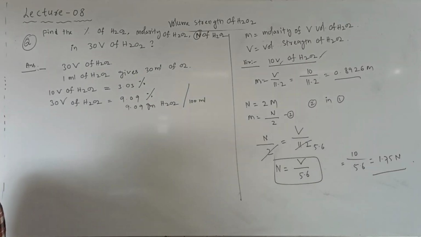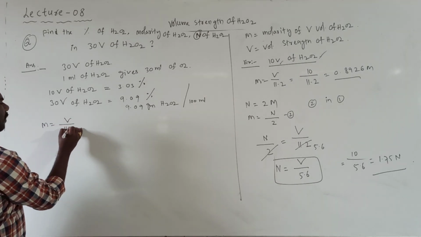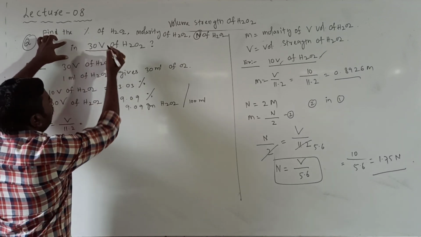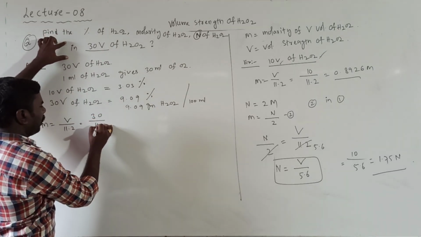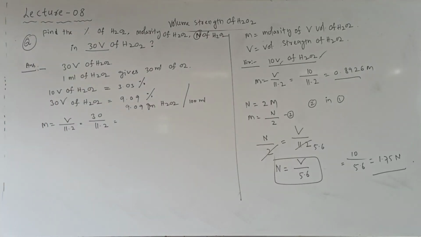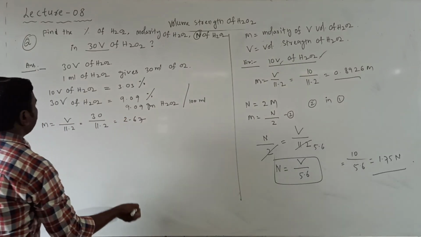Next, molarity. Molarity equals volume strength by 11.2. What is the volume strength given in the problem? 30. 30 by 11.2, then you get the answer. So 30 by 11.2 is 2.67 molar.